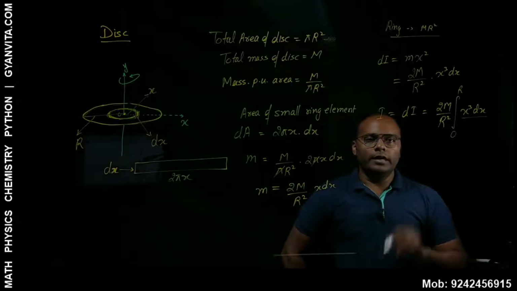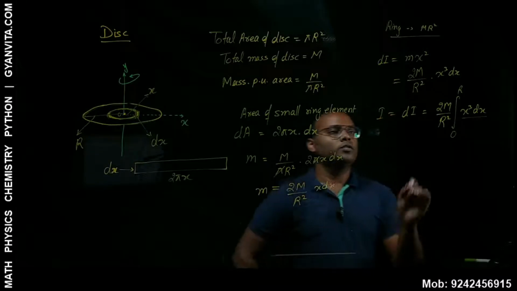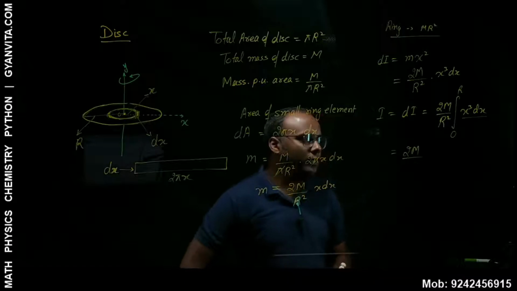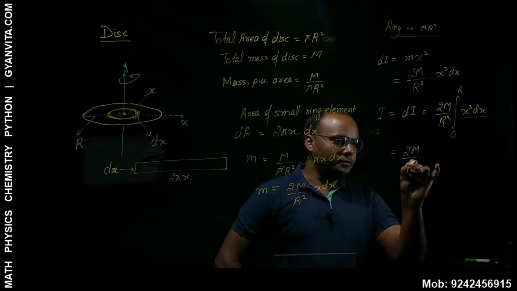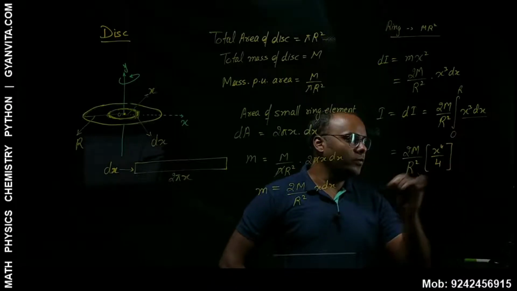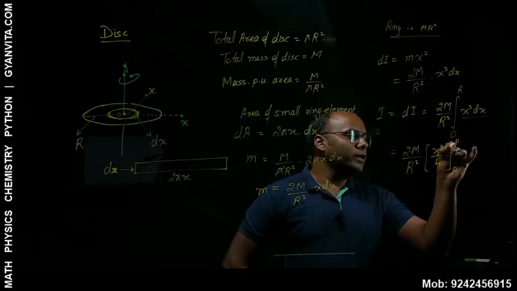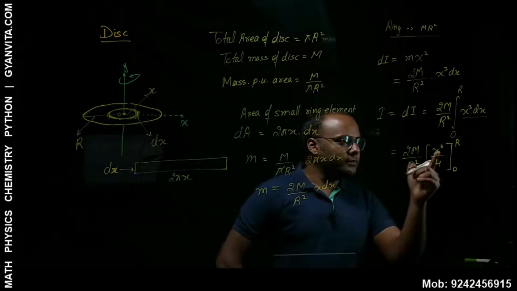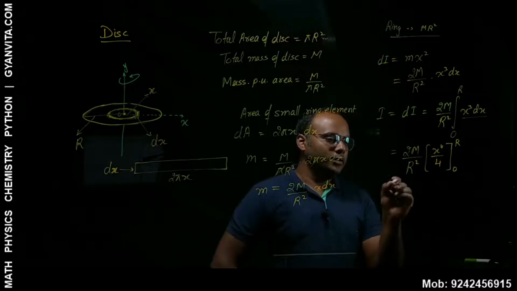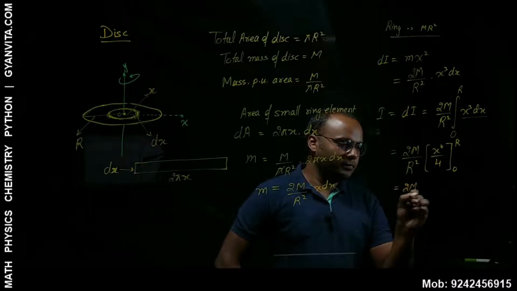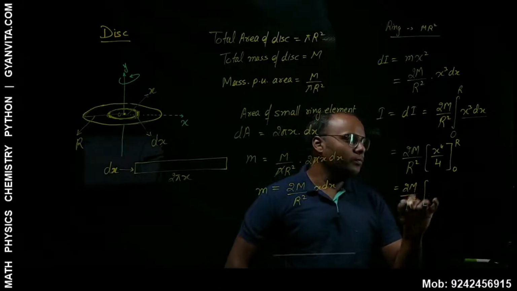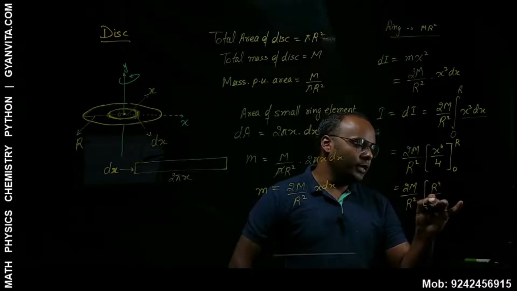Now you just have to integrate this, and the integration of x cube will be what? x to the power 4 divided by 4. So this is equal to 2m divided by r square into x to the power 4 divided by 4, with the limits 0 and r. Now what do you have to do? Substitute r in place of x. So this will be 2m divided by r square into r to the power 4 by 4 minus 0.